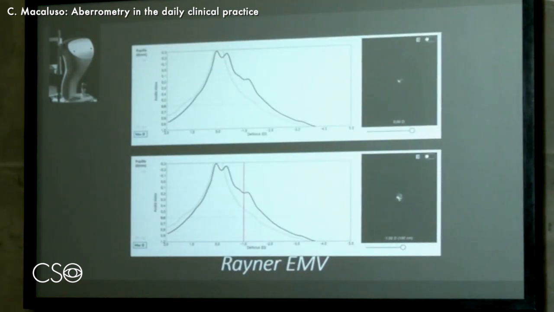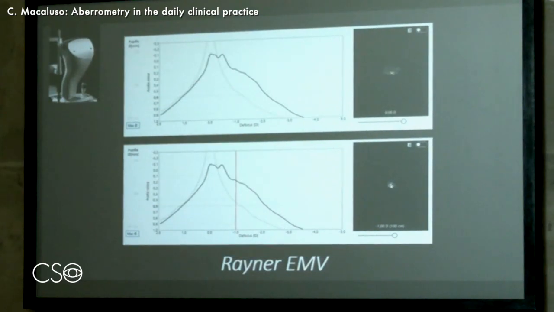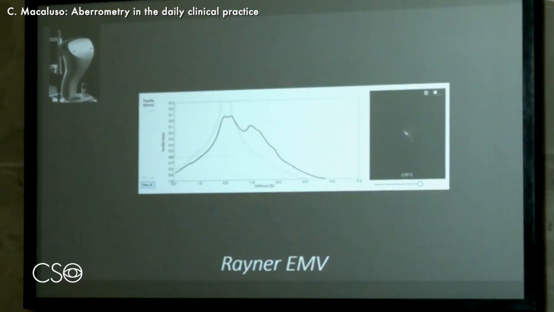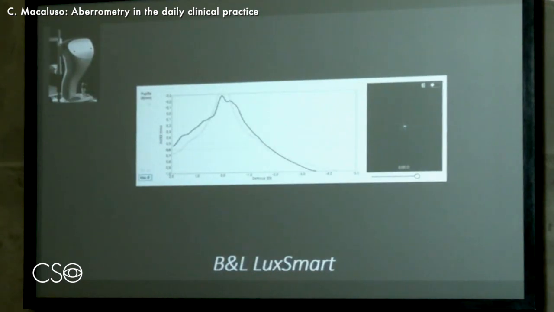This is another IOL by another company, still an EDOF, maybe less extended, but with a little better distance contrast. It's another case with better extension. And this is another EDOF lens by Bausch & Lomb, where in this case the extension in the near was pretty bad, and also the patient was quite unhappy about it.